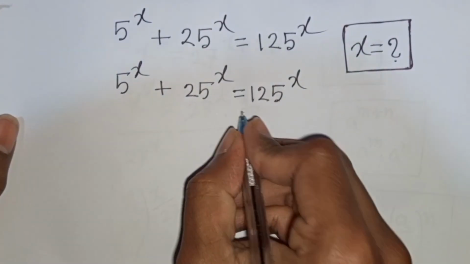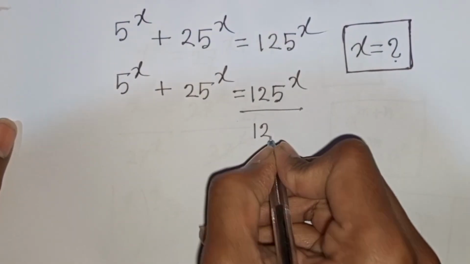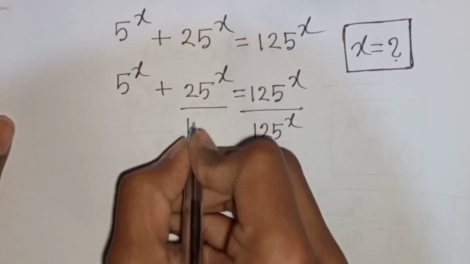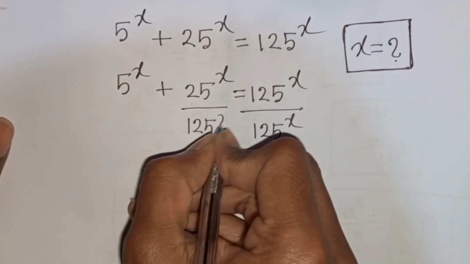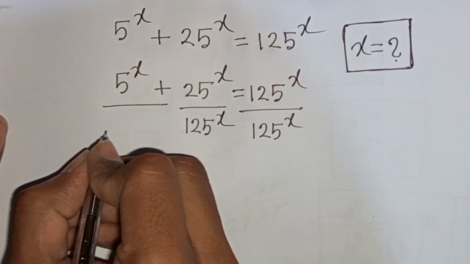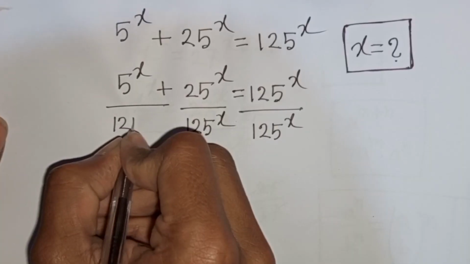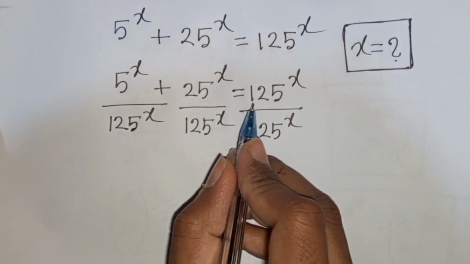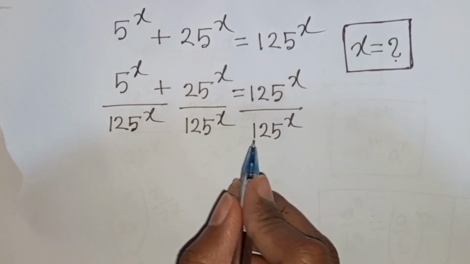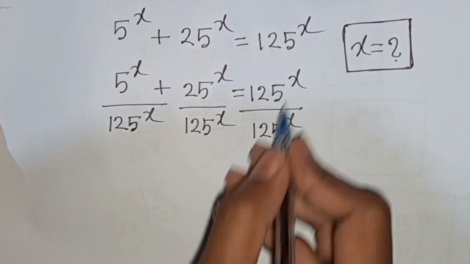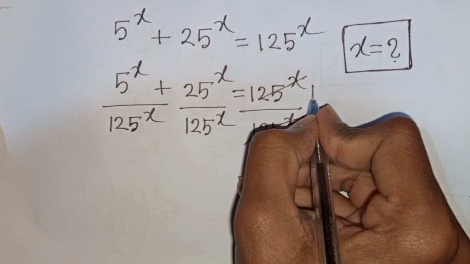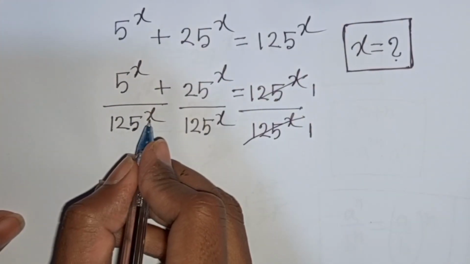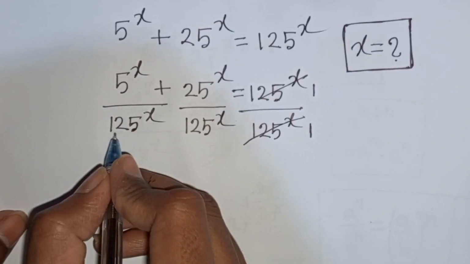So divided by 125 power x. Now we see this 125 power x will be cancelled. So here on, here on. Now from here we see x is the same power but different base.